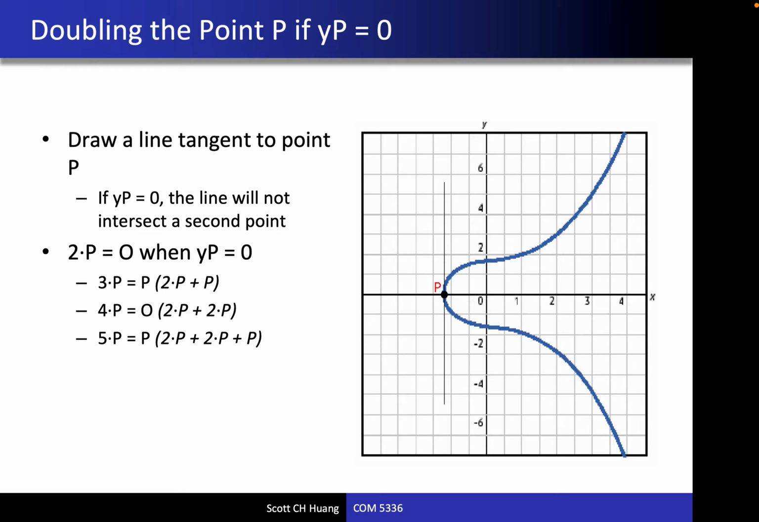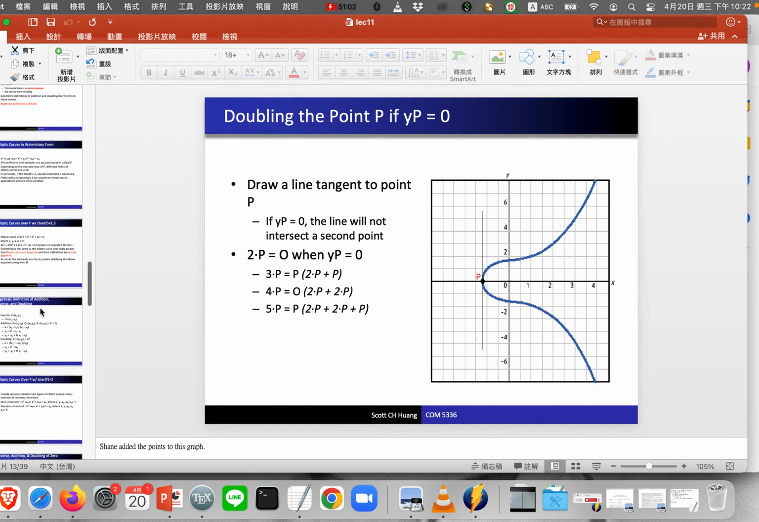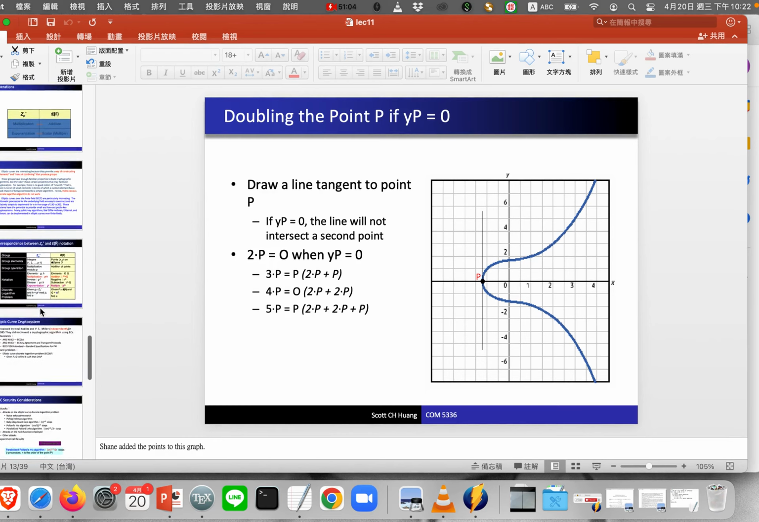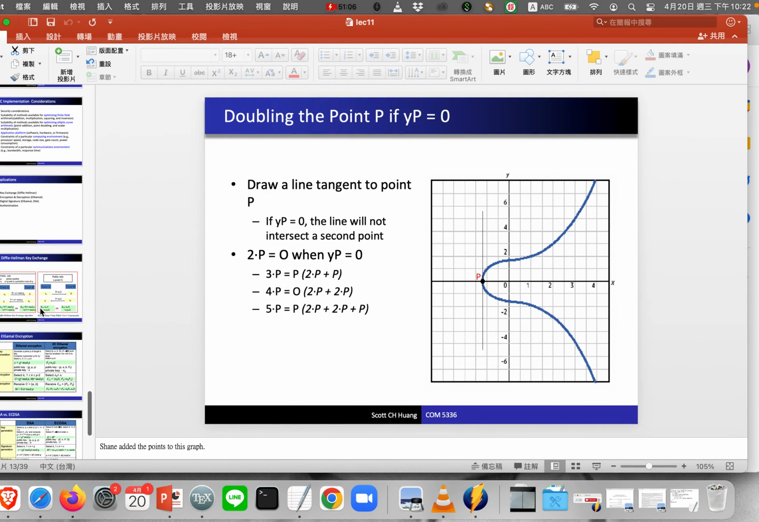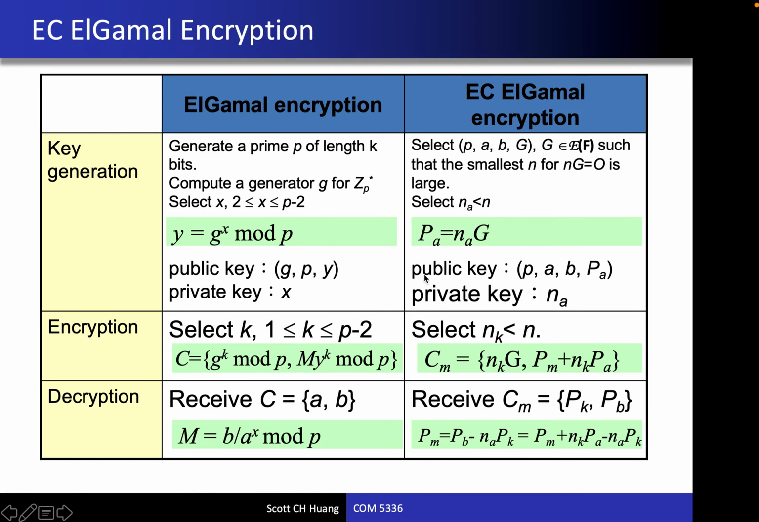So it's not guaranteed that you will always end up with a solution. Then what should we do? So basically what we do here is that we don't directly convert the plain text to the x coordinate.